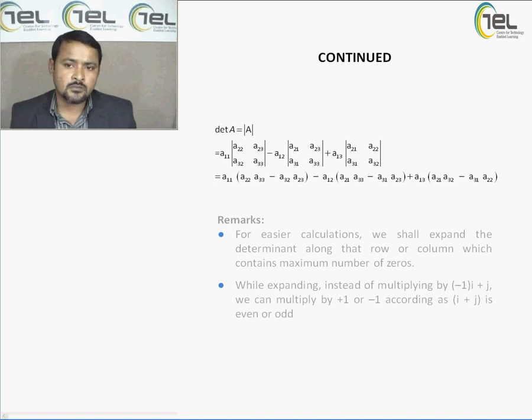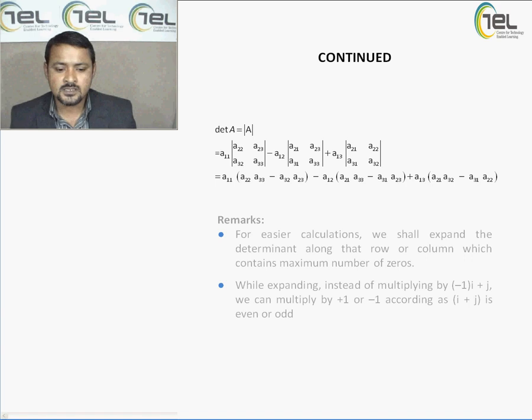We take the next number in the first row. We are expanding with the row. We take A12. We do the same thing. We eliminate the first row because A12 lies in the first row. We eliminate the first row and also the second column because A12 lies in the second column. There are 4 numbers remaining in the matrix, A21, 23 and A31 and 33. Then we put a plus sign.